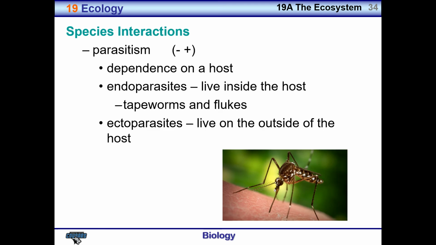Then we have ectoparasites, like this mosquito that it shows here in the picture. They live on the outside of the host. The mosquito benefits clearly by this, so that's the plus on the right, and we have to live with the itch. So ticks, fleas, mosquitoes, all would be called ectoparasites, and their species relationship is parasitism.